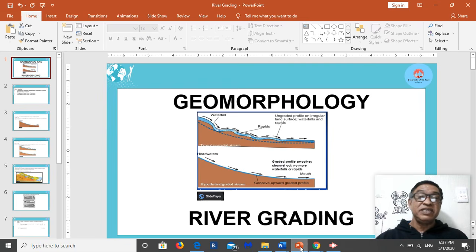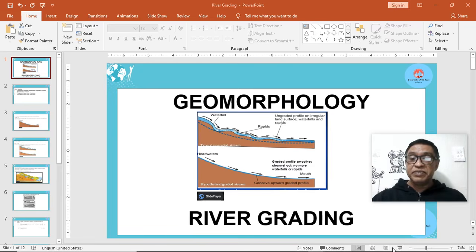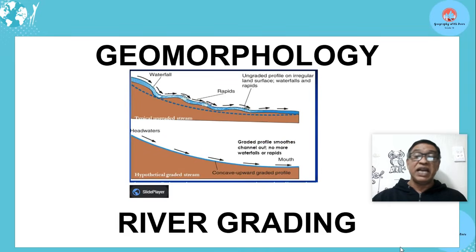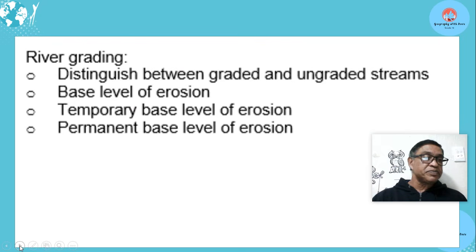Today's lesson is on geomorphology and it's on river grading. We're going to look at the different aspects according to the exam guideline, and we're going to look at a past paper regarding river grading. So let's get on. Let's first look at the exam guideline and what it actually needs us to study.